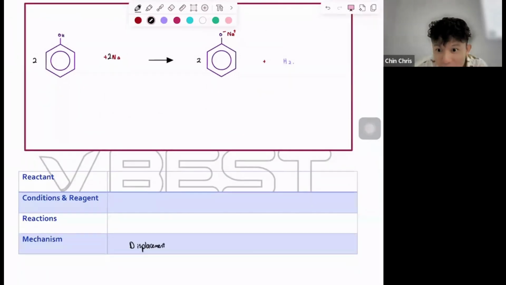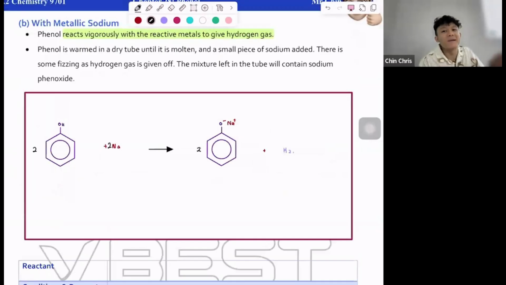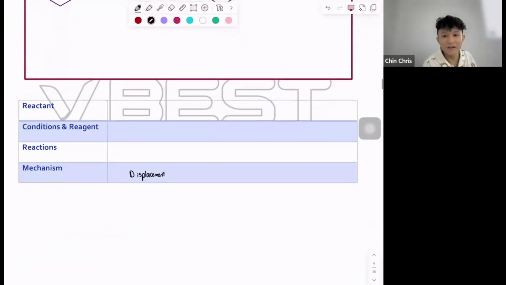Who got it right? What displacement? Not dehydration. Please, guys, tell me what's the definition of dehydration? No water. You're not removing water. There's no H2O. You get me? It's just H being replaced or displaced by sodium. It's not dehydration. Dehydration is removing H2O. Okay, but good try. Remember that.